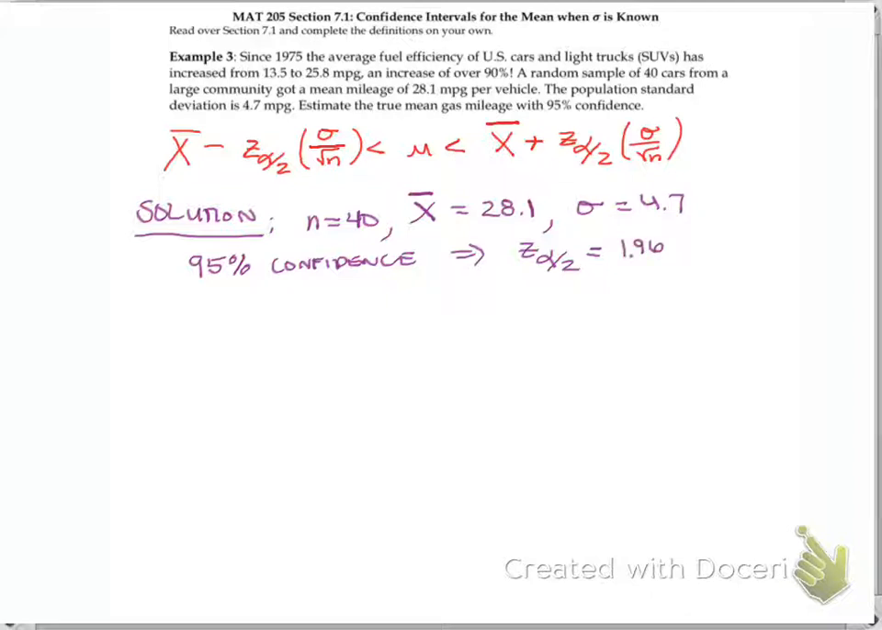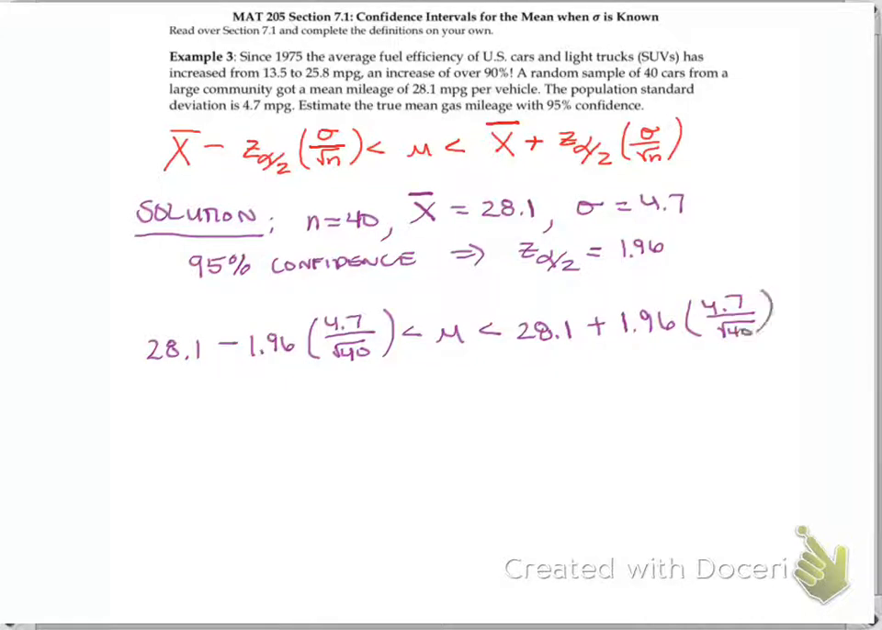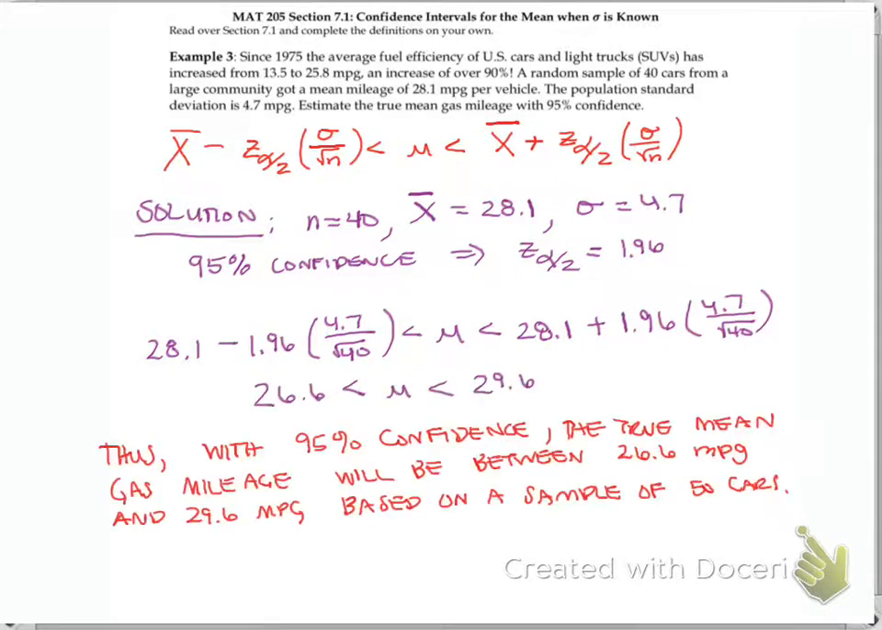Okay, and if we just plug this into the formula, the setup would look like 28.1 minus 1.96 times 4.7 divided by the square root of 40 is less than mu, is less than 28.1 plus 1.96 times 4.7 over the square root of 40. Okay, pause this video and put your calculations in and see if you come up with the same answer. All right, so you should have received this interval here: 26.6 is less than mu, is less than 29.6.